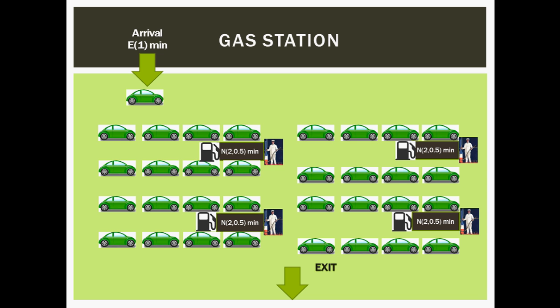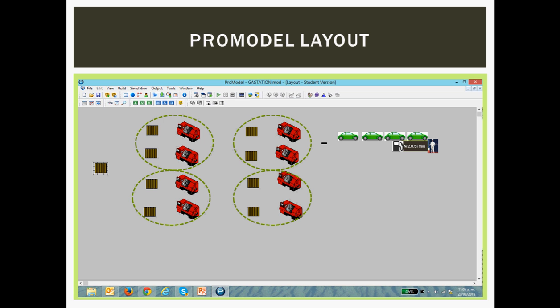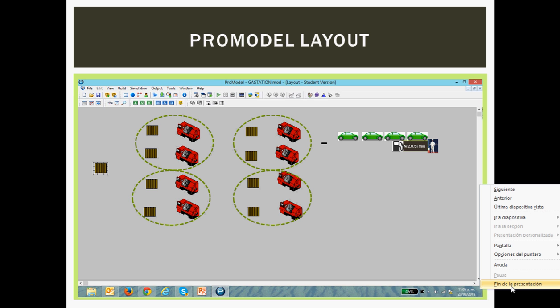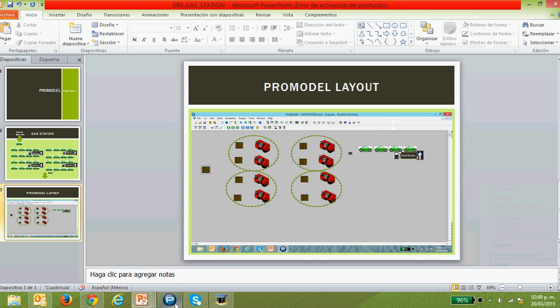Once the car gets attended, it exits the system. For this, we have this layout in ProModel, where every two red machines represent one gas pump, and the two pallets that we see over there are the waiting lines. Three cars in every pallet, representing the two queues that every gas pump has. So from this point, I'm going to change to ProModel to program this situation.